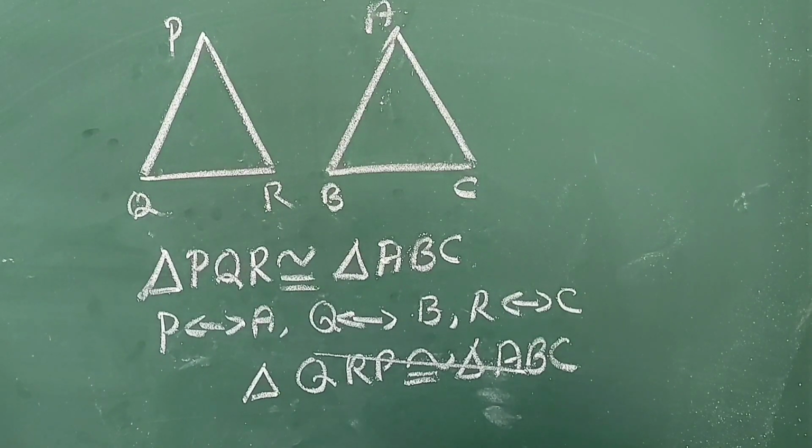Now, congruent triangles have corresponding parts, and we know these corresponding parts are equal. So, in congruent triangles corresponding parts are equal, and we write in short CPCT for this.